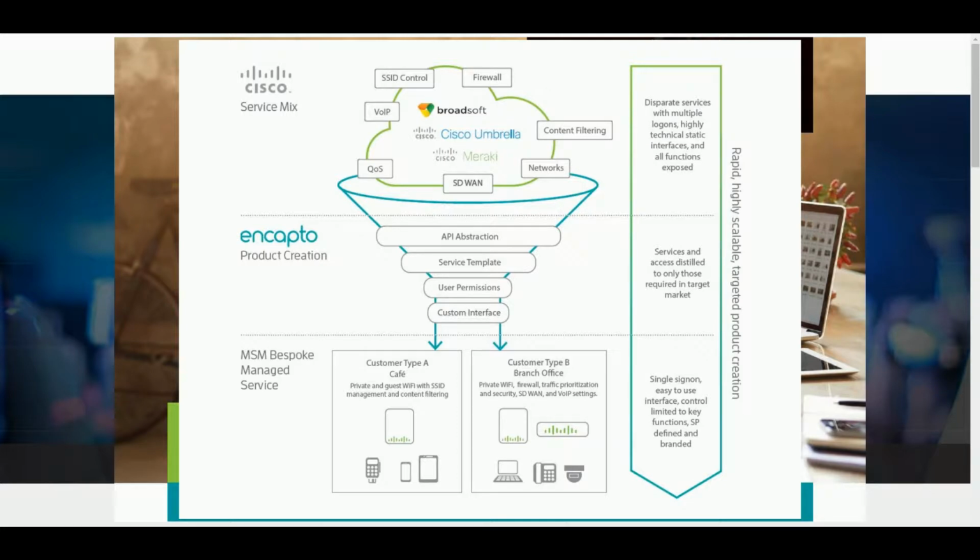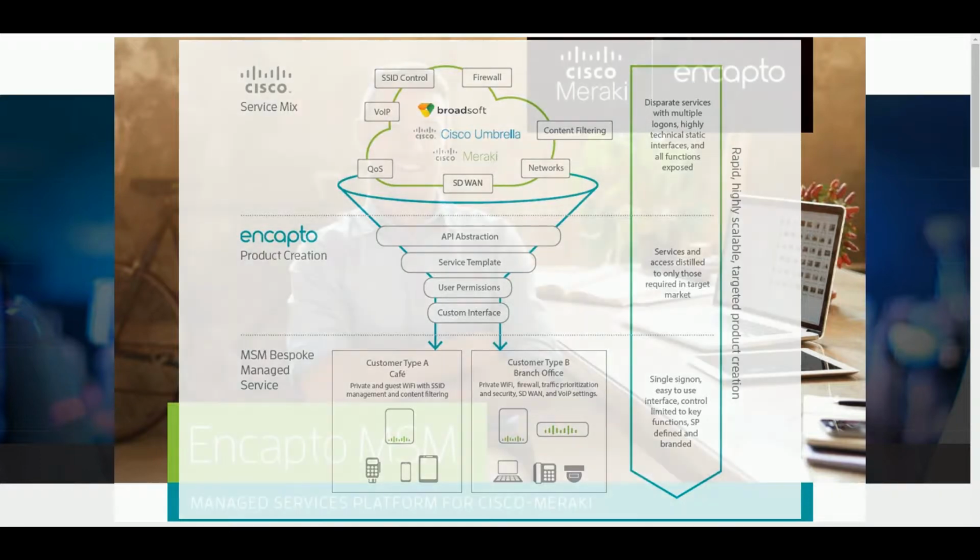Service providers can choose exactly what hardware, cloud services and network control to extend to their clients, from the MR access points for enterprise-grade Wi-Fi, MX security appliance for bleeding-edge network protection, Cisco Umbrella for content filtering and first-line threat defense, BroadSoft VoIP and SD-WAN services.